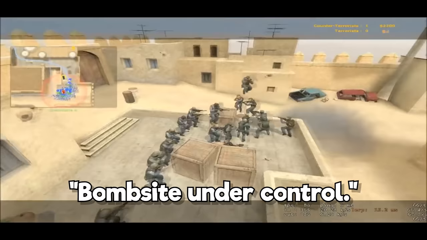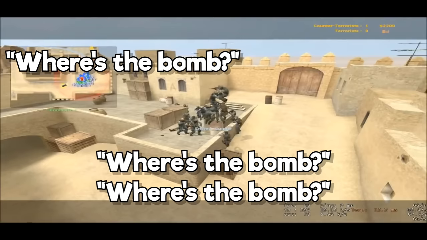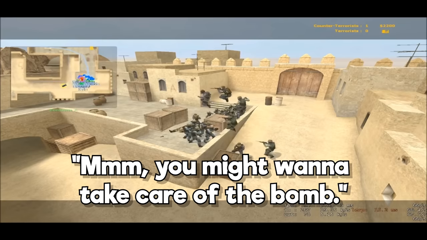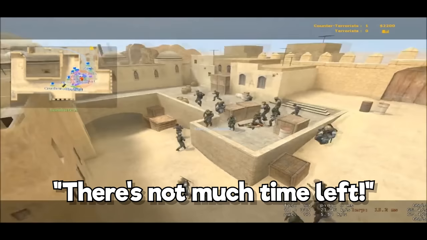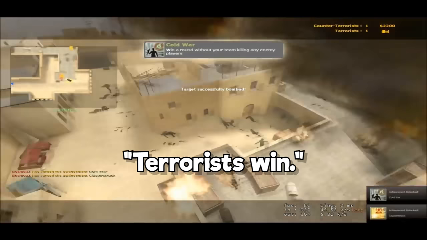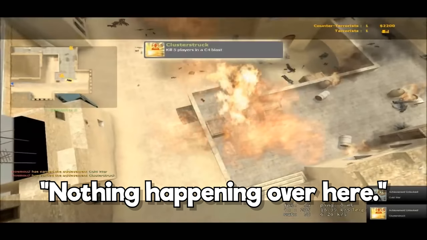Wo ist die Bombe? Oh oh. Sie sollten sich vielleicht mal um die Bombe kümmern. Die Zeit wird knapp. Es bleibt nicht mehr viel Zeit. Das sieht nicht gut aus. Oh mein Gott. Nichts los hier.